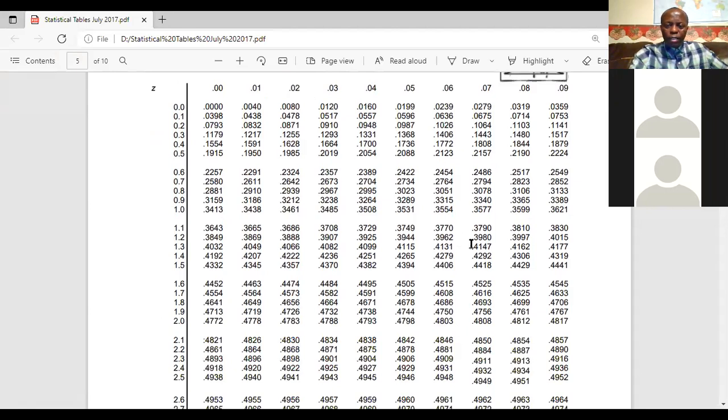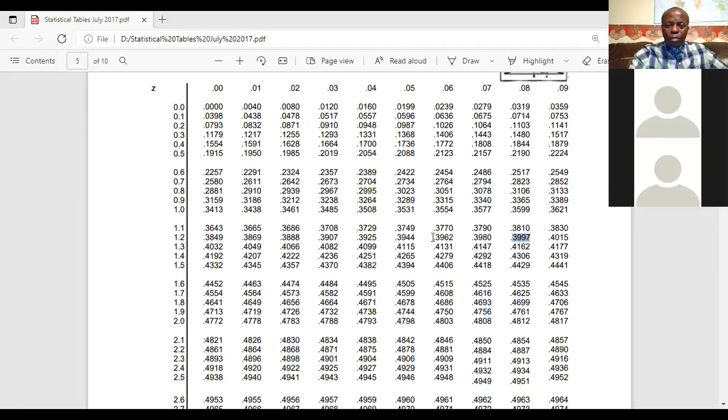We could not find it, but we did find 0.3997. The next one after that is 0.4015. If you ignore the decimal point, this is 3997 and this one is 4015. So this one is 15 points away from 4000, but this one is only 3 points away, because if you add 3 to this, you get 0.4000. So this is the closest.